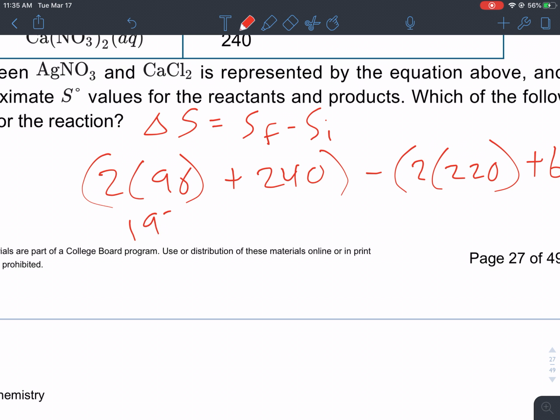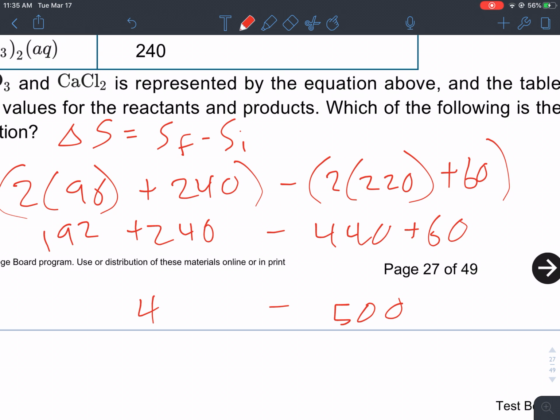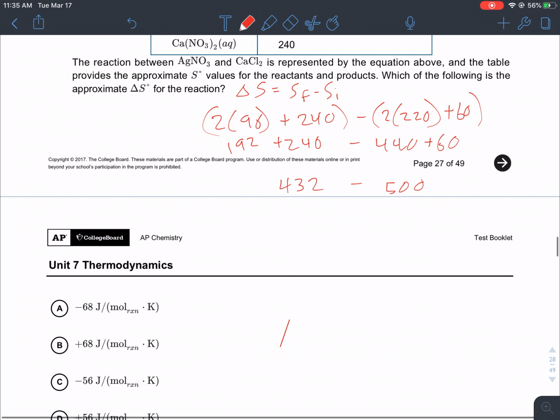This is 192 plus 240. This is 440 plus 60. This is 500 on this side and 432 on this side. The answer is 68, or it's negative 68. The answer is A. And we're doing good. That delta S is entropy of the products minus entropy of the reactants. Okay, we're doing all right here.